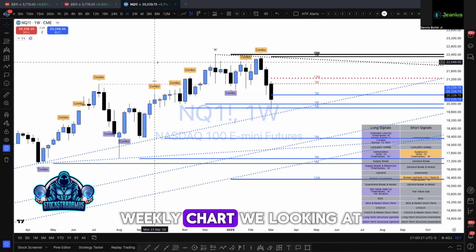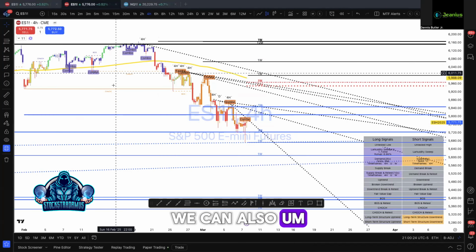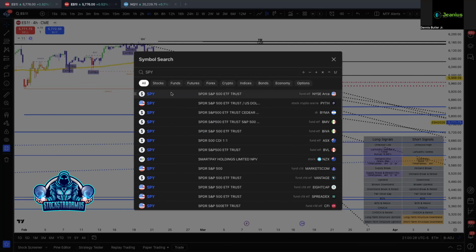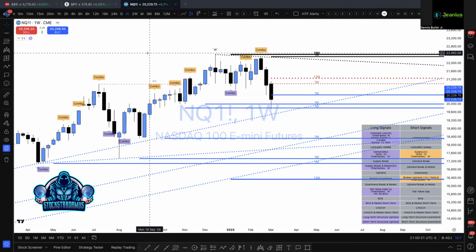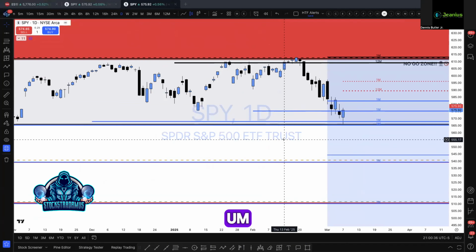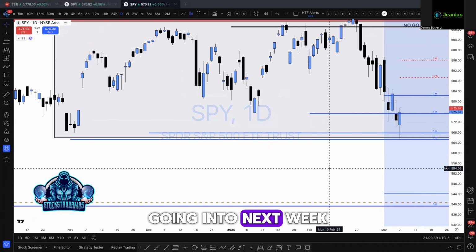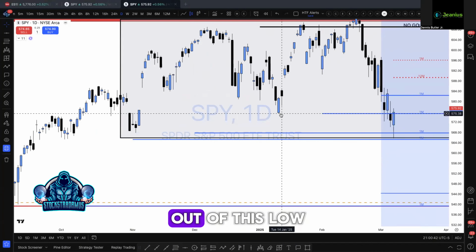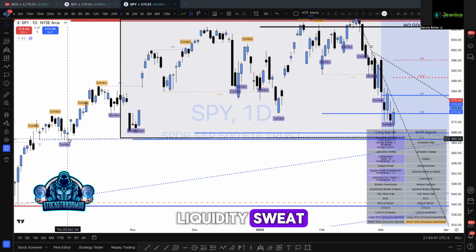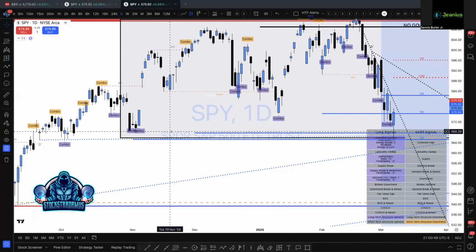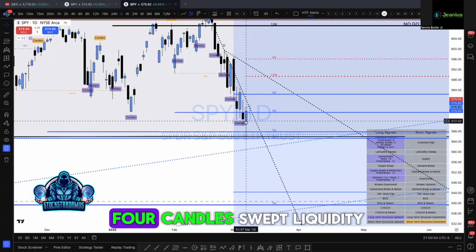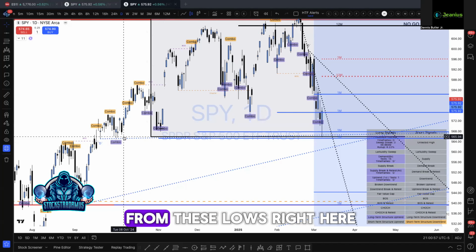So outside of that weekly chart we're looking at, we can also get down into some levels on SPY that we could possibly trade going into next week, because out of this low here and this low and this low here, that's a lot of liquidity swept. Just sweeping these three lows right here, that's a lot of liquidity swept just off of these four candles. Four candles swept liquidity from these lows right here.